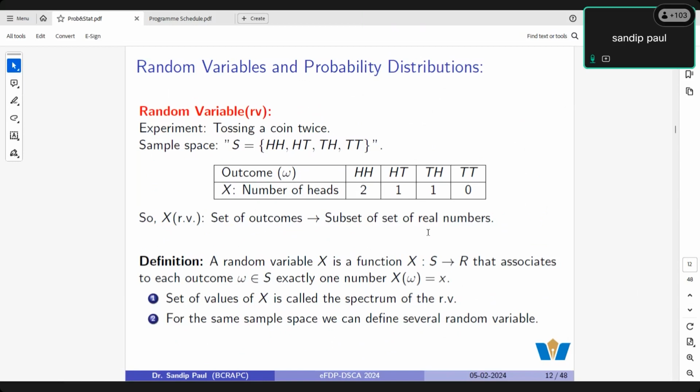And from the same sample space, we can define different random variables. So here we have defined the number of heads. But if I want to consider X as the indicator of two heads, then there will be only two values. The number of two-heads outcomes is only one, and for the remaining three outcomes, the number of two heads is 0. So there are only two possible values of X. The spectrum is 0 and 1, and so on. So we can define different types of random variables from the same sample space.